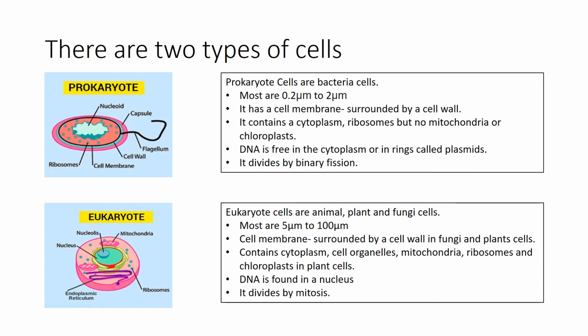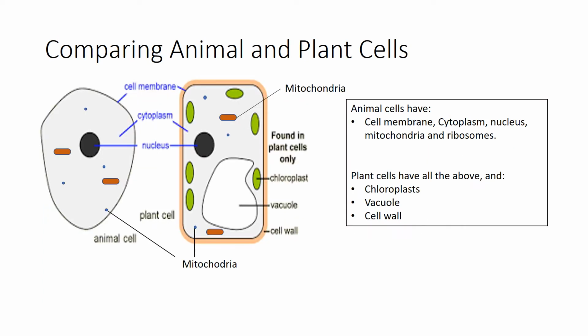Now, eukaryotic cells are either animal cells, plant cells, or fungi cells. They're a lot larger than prokaryotic cells, anything from 5 micrometers to 100 micrometers. They have a cell membrane. And in fungi and plant cells, that is also surrounded by a cell wall. They contain cytoplasm, cell organelles, mitochondria, ribosomes, and chloroplasts occur in plant cells. Their DNA is enclosed in a membrane of its own, found in a nucleus, and it divides by a process called mitosis.